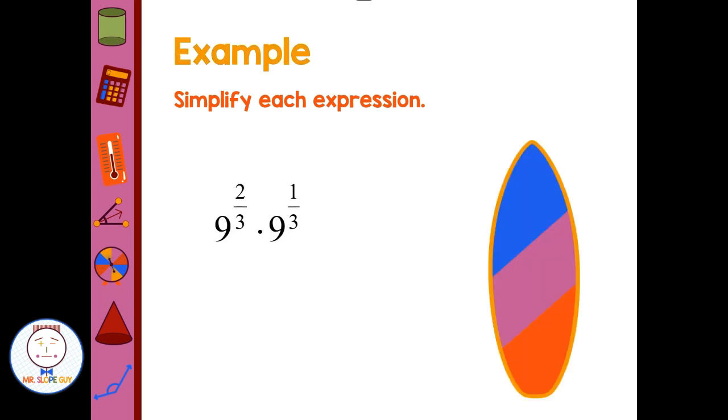How about simplify each expression? We have 9 to the 2/3 times 9 to the 1/3. Multiply and have the same base, we add the exponents. In this case, it's nice. We already have a common denominator of 3, so I can add 2/3 and 1/3 and get 3/3. 3/3 is the same as 1, so 9 to the 1 power is equivalent to 9. Anything to the 1 power is just itself.